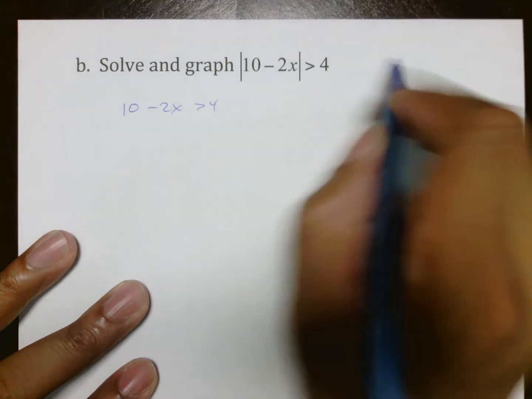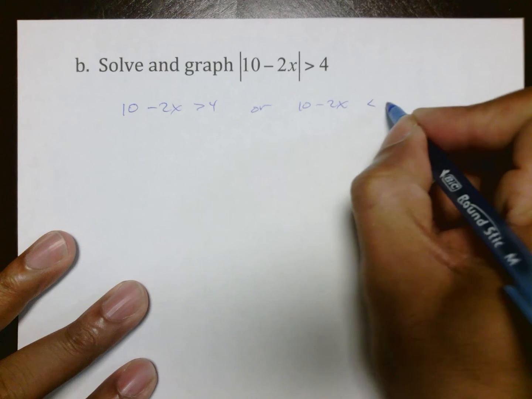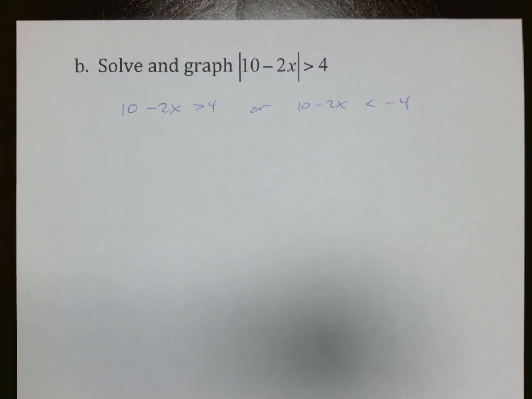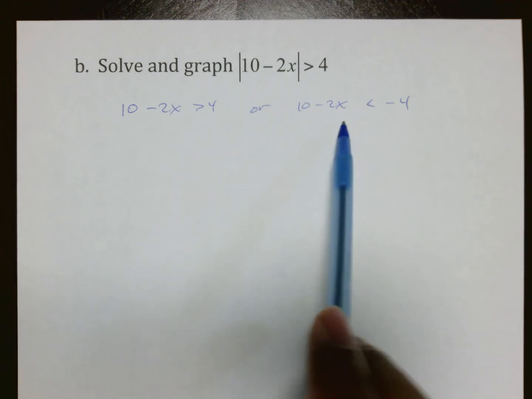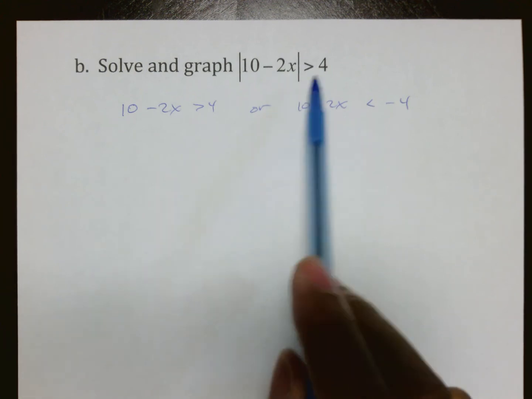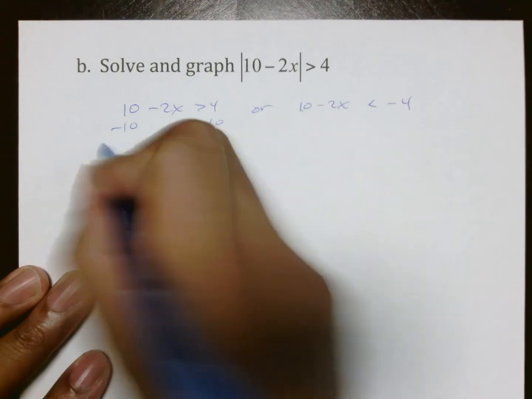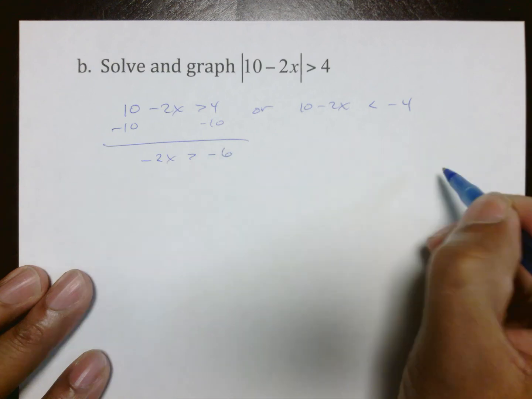This is now pointing that way, which means I use the word "or." 10 minus 2x is less than negative 4. Again, that switch is the most important part. Write it without the bars, get the proper word, the left side without the bars, switch the sign, and switch the number. And again, solve as usual. So minus 10, minus 10. Negative 2x is greater than negative 6.